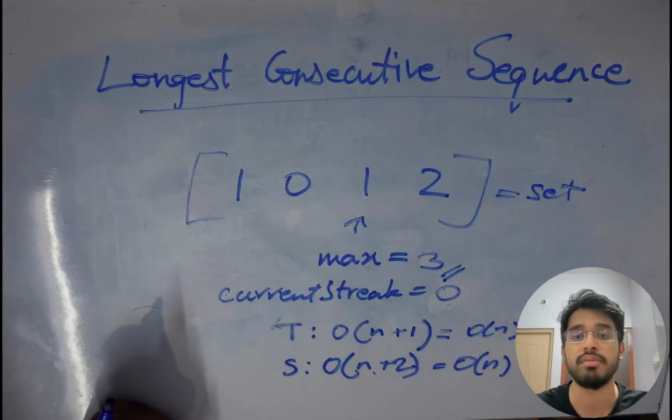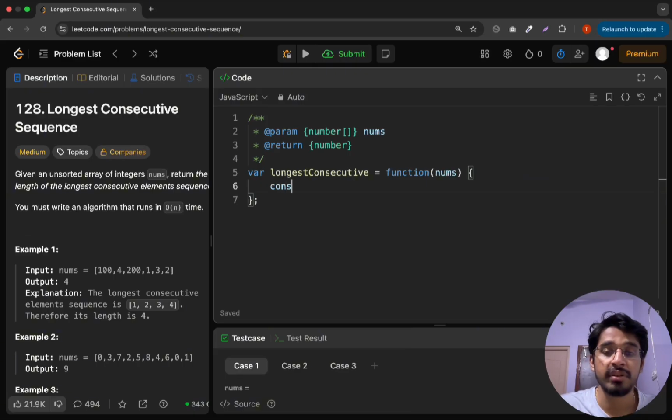Let us see how we can solve this with code. Let's get started by converting this nums array to a set. I'm just going to call this numSet. The reason we are converting this to a set is that access to an element in a set takes a time complexity of O of 1 instead of O of n. So let's convert this to a set and pass in nums.